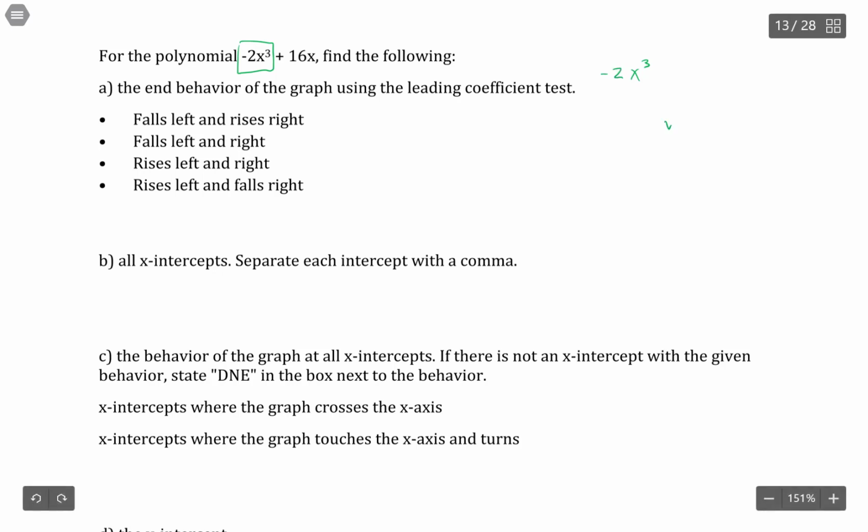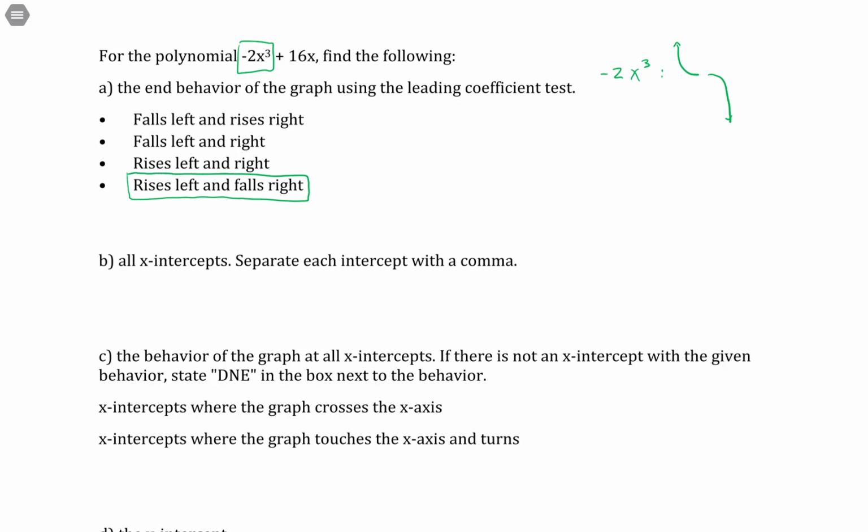So normally the graph of x cubed would look like this, falling to the left and rising to the right, but negative 2x cubed flips that around, and so the end behavior is going to look like this. So on the left-hand side, it's rising on the left and falling on the right. So that is this answer right here.